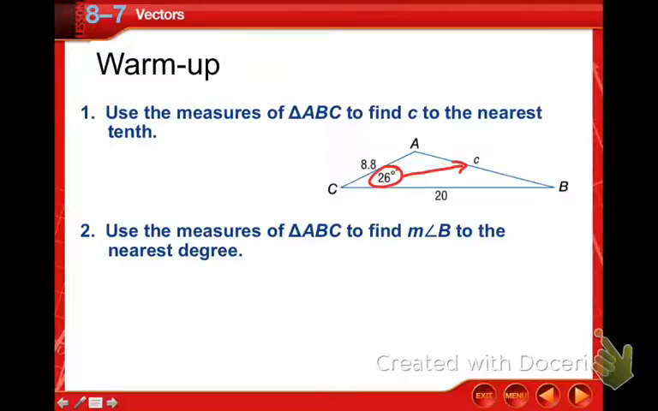So when we write this out, C is what we're trying to find. That's going to be equal to 8.8 squared plus 20 squared minus 2 times 8.8 times 20 times cosine of their angle, which is 26 degrees.